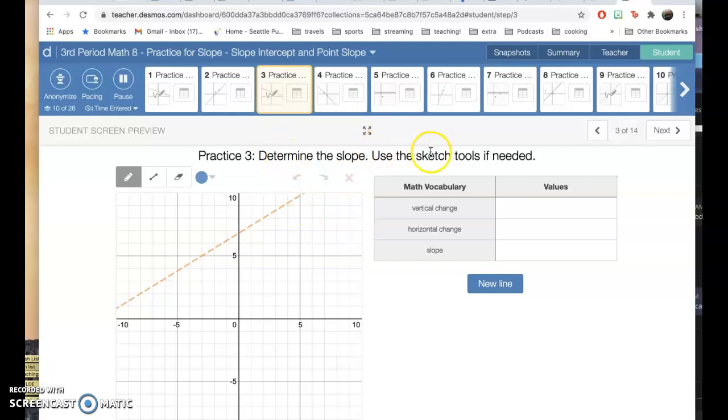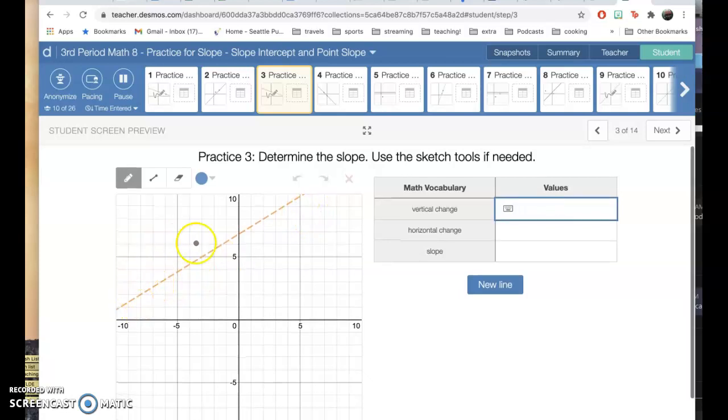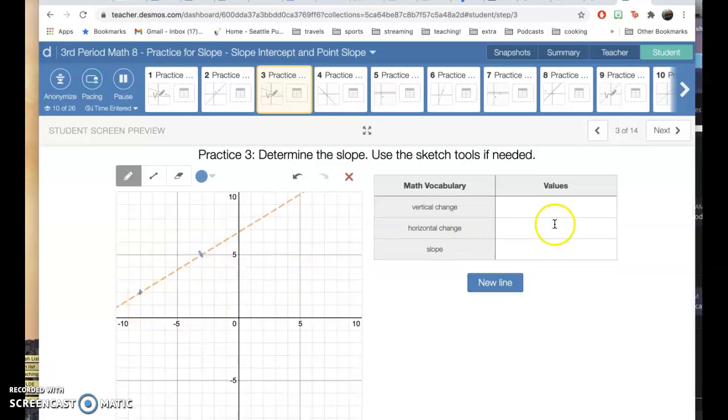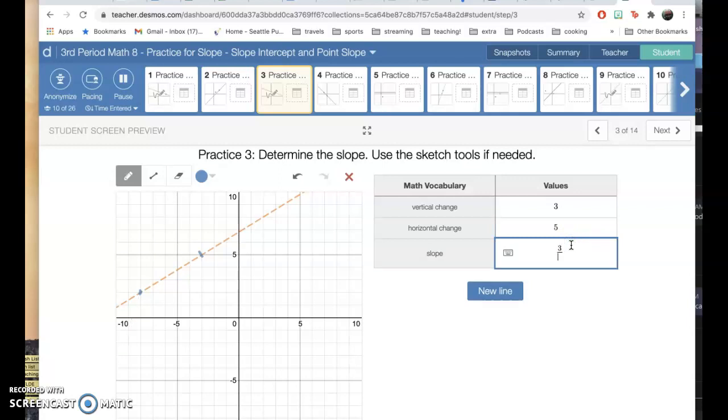Now, determine the slope. Use sketch tools if necessary. So once again, we're doing the same thing. What is my vertical change? What I need to do with this one is I need to find exact intersections. So I say this looks like a point, and I could go, that's not a cross point, that's not, this looks like a cross point. Okay, so my vertical change from 2 to 5 is going to be 3, and then from -8 to -3, it's going to be 5, right? So then my slope is going to be 3 over 5.